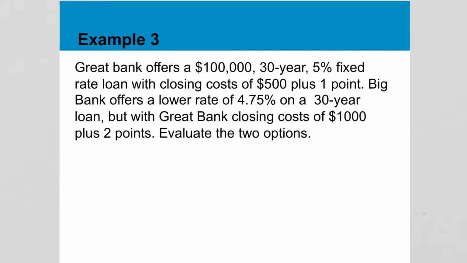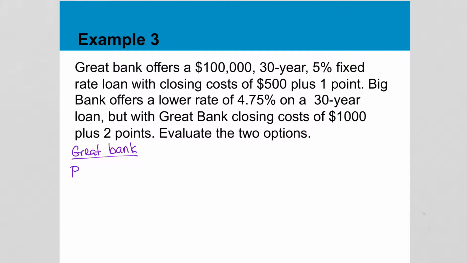Example 3 says, Great Bank offers a $100,000 30-year 5% fixed rate loan with closing cost of $500 plus 1 point. Big Bank offers a lower rate of 4.75% on a 30-year loan, but with closing cost of $1,000 plus 2 points. Evaluate the two outcomes. So let's look at Great Bank first.